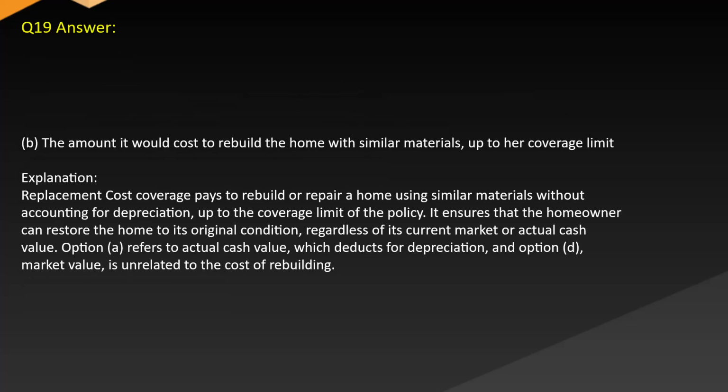Answer: B. The amount it would cost to rebuild the home with similar materials up to her coverage limit. Explanation: replacement cost coverage pays to rebuild or repair a home using similar materials without accounting for depreciation, up to the coverage limit of the policy. It ensures that the homeowner can restore the home to its original condition regardless of its current market or actual cash value. Option A refers to actual cash value, which deducts for depreciation, and option D, market value, is unrelated to the cost of rebuilding.